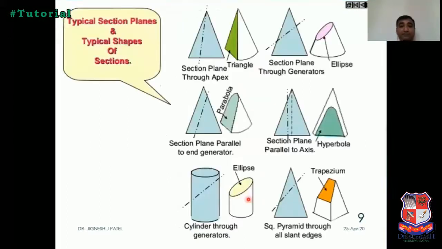Now next, these are the typical sectional planes. You can see the different cones are there. If you cut in different positions, the sectional view here is a triangle. If you cut in this position, then you will get the ellipse. If the sectional plane is parallel to one of its generators, then you will get the parabola. If the sectional plane is parallel to the axis, then you will get the hyperbola. Now in a cylinder, if you cut like this, then you will get the ellipse. Again, in a square pyramid, you will get this trapezium. So these are the different sectional planes.